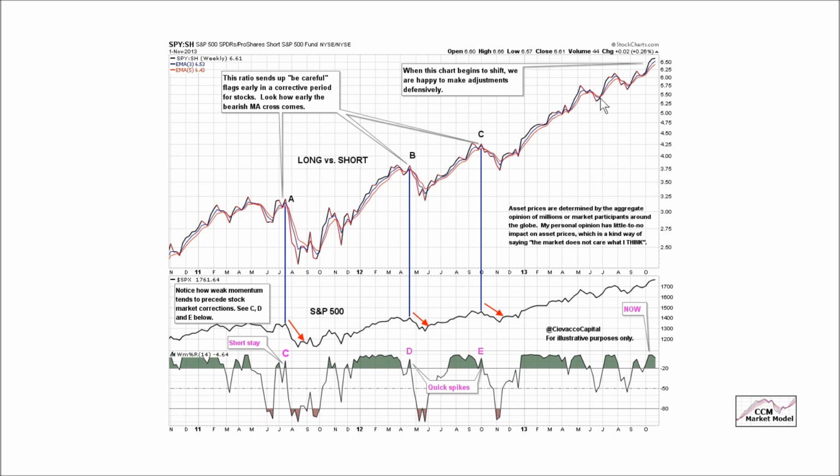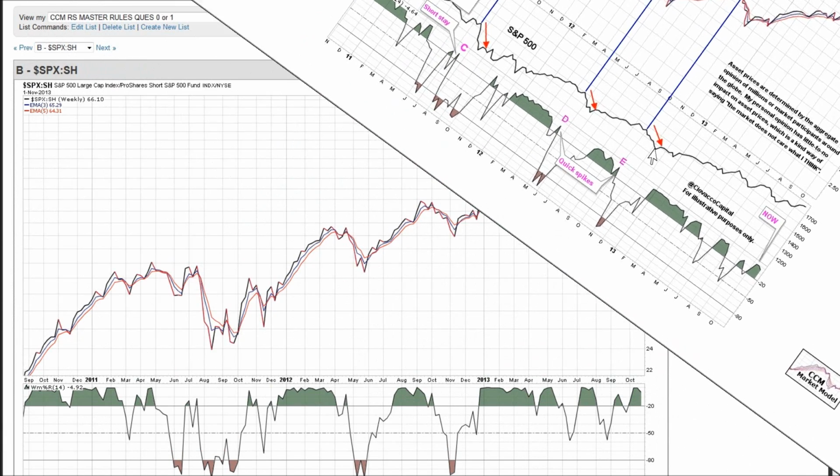So even under the worst case scenario conditions, if we were to get a multi-week correction, probably will take some time to have this chart morph from this look to a look more like this, or declines in the S&P 500 index followed.